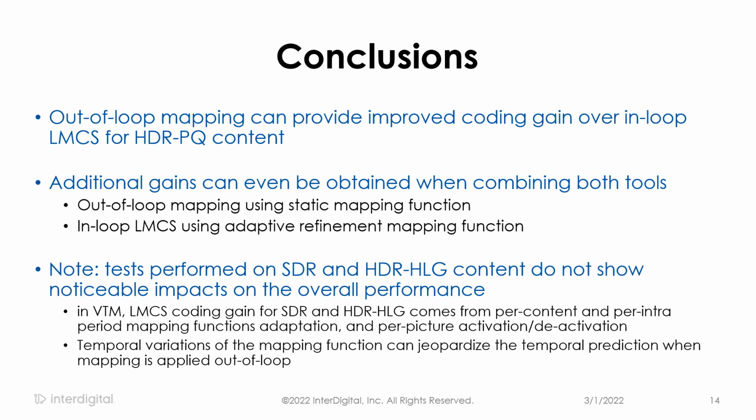It should be noted that the tests performed on SDR and HDR HLG content do not show noticeable impacts on the overall performance. The main reasons are that the VTM tuning algorithm for SDR and HLG is content adaptive and leads to temporal variation of the mapping function. But the out-of-loop mapping process is quite sensitive to temporal variations, as this can make the temporal prediction less efficient. That's why the two tools do not properly synergize for SDR and HDR HLG.